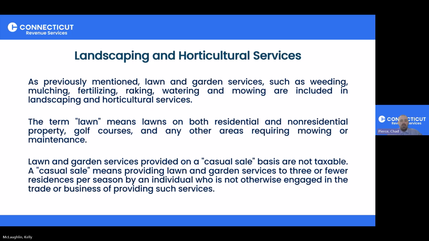One thing that doesn't come up very often, but I did want to note here, is a casual sale is not taxable. So a casual sale would be somebody who is not in the trade of landscaping, but they do maybe service 3 or fewer yards per year. That wouldn't be a taxable service. This isn't going to matter much to landscapers because as a landscaper, you are in the trade of landscaping. So you wouldn't be able to just choose 3 jobs that wouldn't be taxable. This is going to be from somebody who does not engage in landscaping as their main trade. And if they do 3 or fewer residences per year, those would not be taxable.